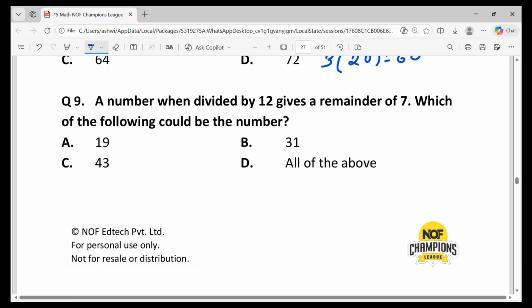Question 9. A number when divided by 12 gives a remainder of 7. Which of the following could be the numbers? A number n that gives a remainder of 7 when divided by 12 can be expressed as n is equal to 12k plus 7 for some integer k. For A, 19.